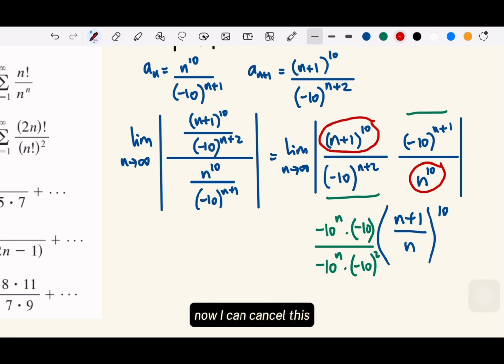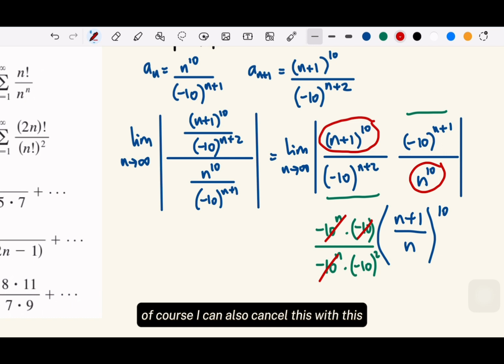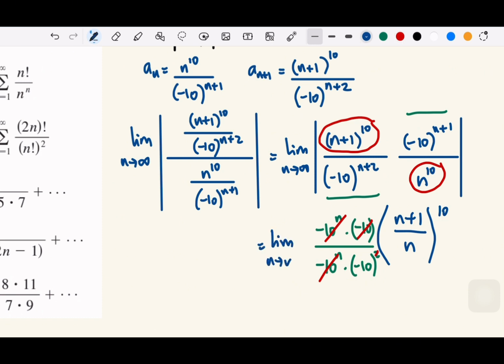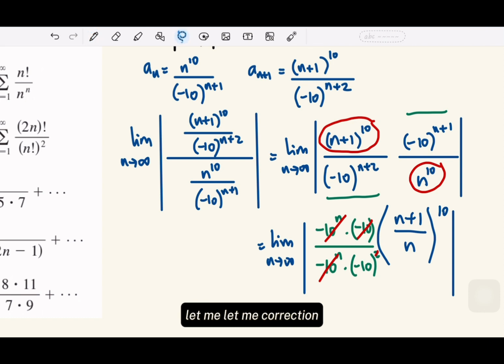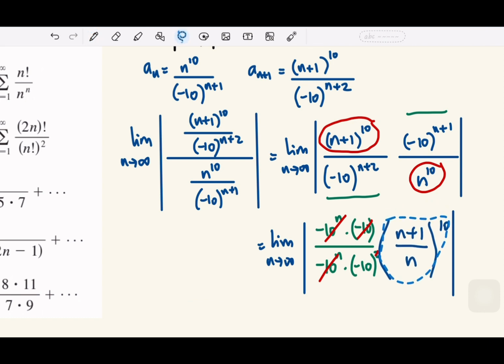Now I can cancel this, and of course I can also cancel this with this. So we have 1 over negative 10. Or because of the absolute value, it will be 1 over 10, right? So don't forget the limit here. Take absolute value. Maybe let me make a correction.